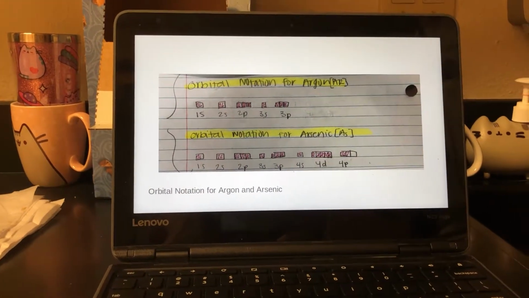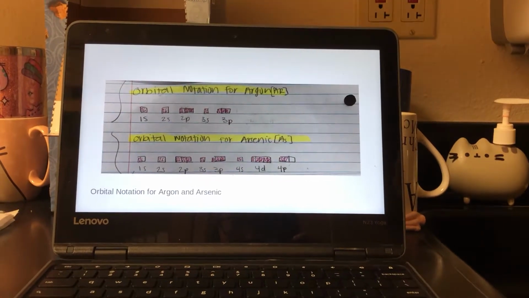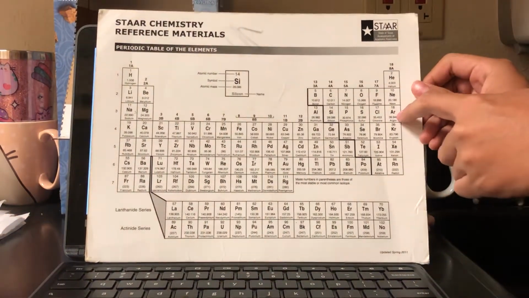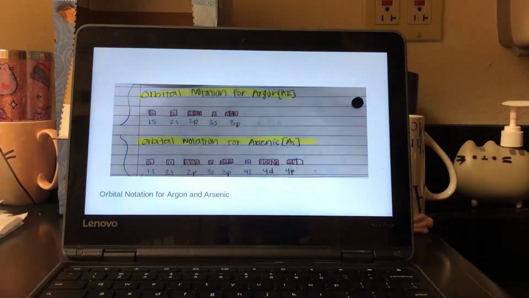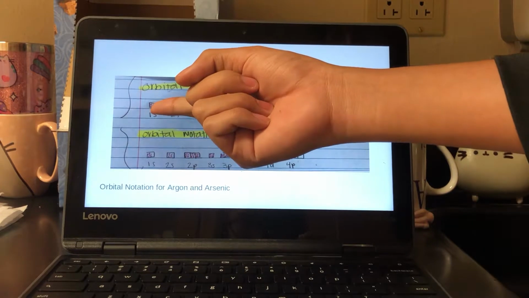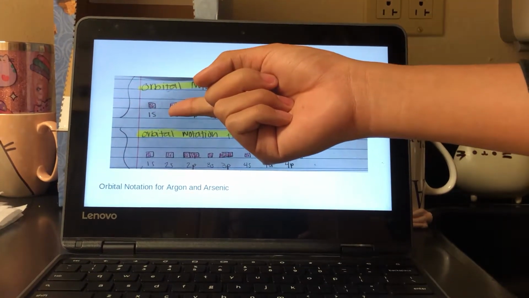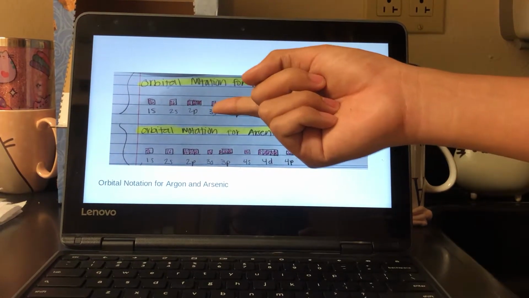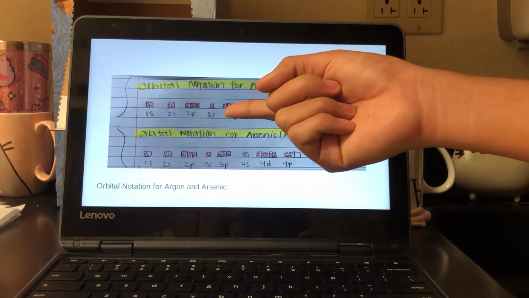So we have some examples. For the orbital notation for argon, which can be seen in the periodic table right here, it is shown as 1s with 2 arrows, 2s with 2 arrows, 2p with 6 arrows, 3s with 2 arrows, and 3p with 6 arrows.